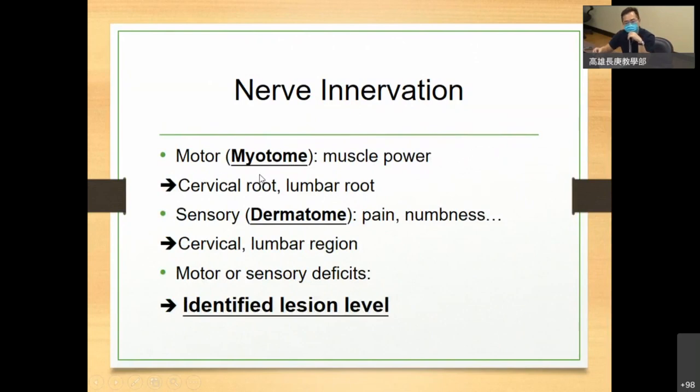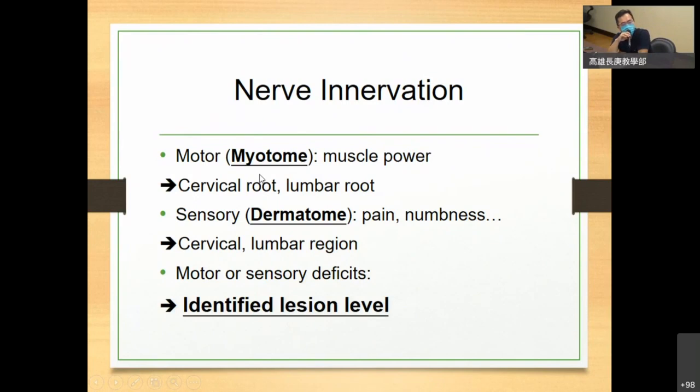Next, after the bone, the muscle and the movement, I will introduce another part, the nerve innervation in orthopedics. I will describe two major words. The first is motor, the nerve innervation about motor function. We also use orthopedic or medical terms like myotome. We sometimes use muscle power to describe the motor function.